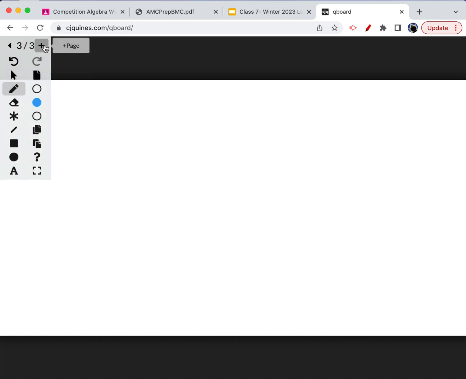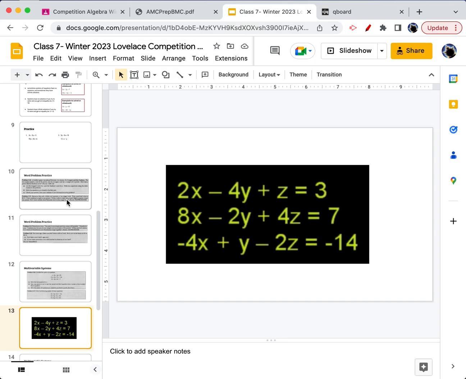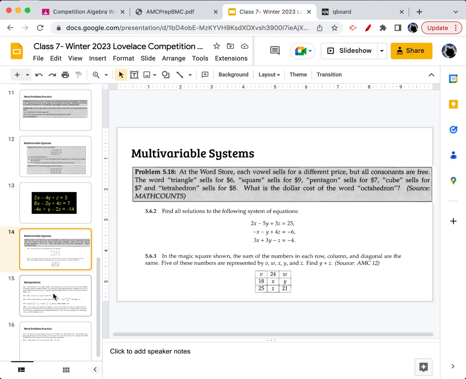Okay, so if not, we'll be going on to some word problems. So let's look at 5.18 now.